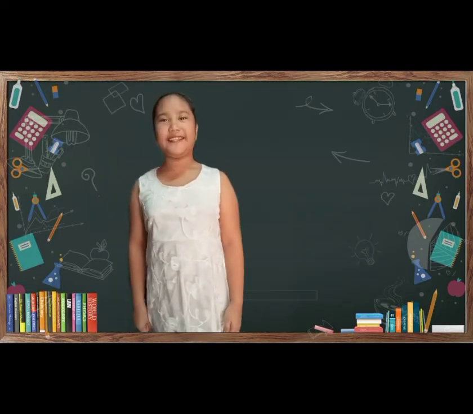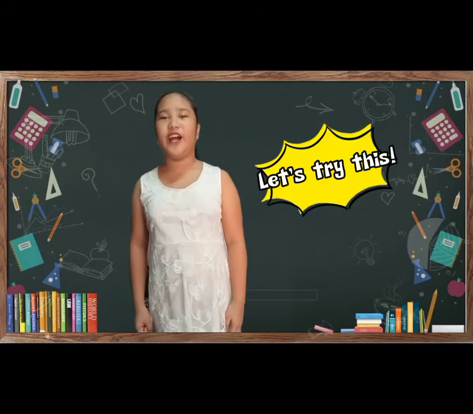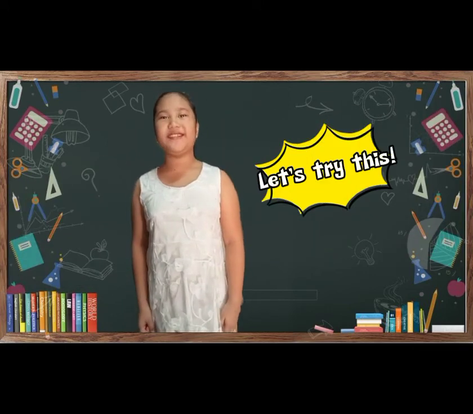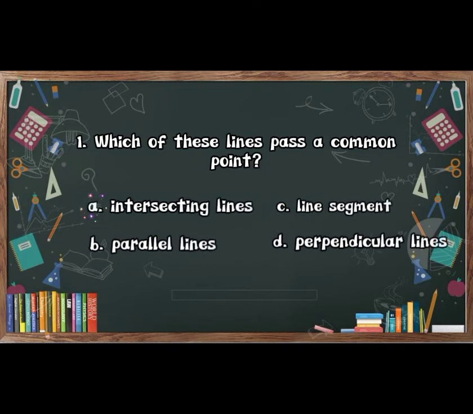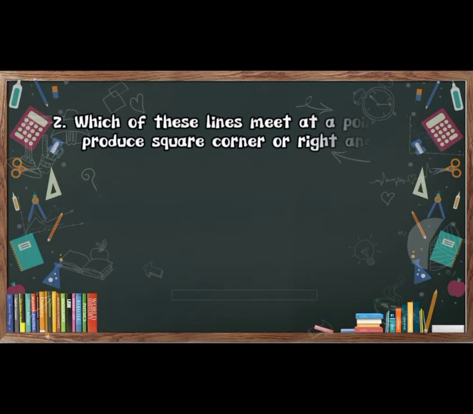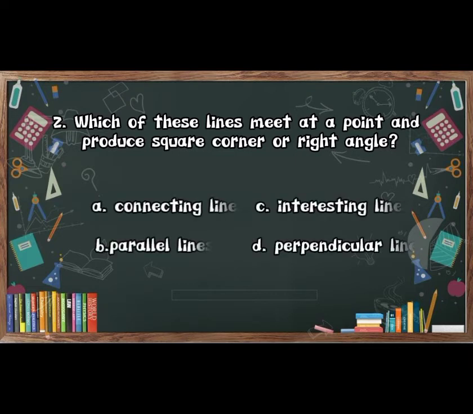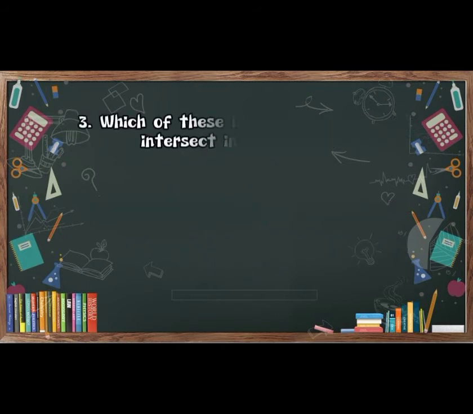Now, let us test your knowledge. Try to answer the following questions. Number 1. Which of these lines pass a common point? A. Intersecting lines. Number 2. Which of these lines meet at a point and produce a square corner or right angle? D. Perpendicular lines.